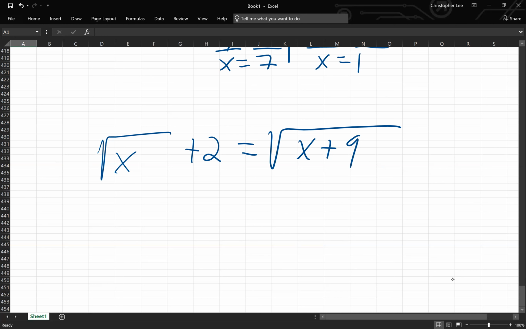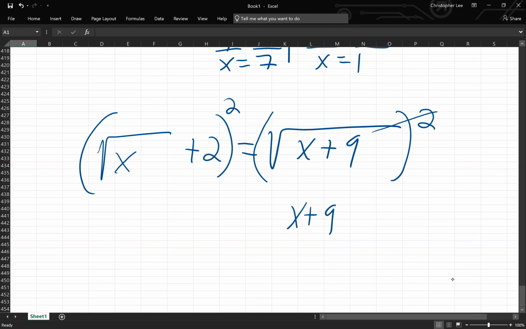So long story short, kind of similar. I want to get rid of the radical, right? That's my issue here. So I'm going to square this side, but what I do to one side, I have to do to the other. So the radical and the square will cancel out, leaving just the x plus 9. On this end, though, I'm going to have x plus 4 square root x plus 4 equals that.